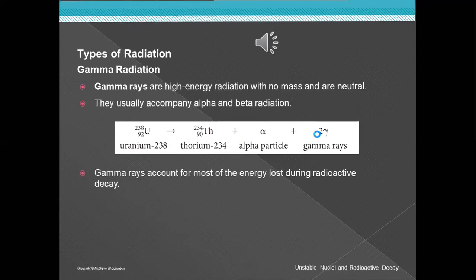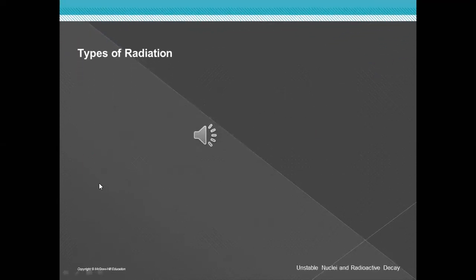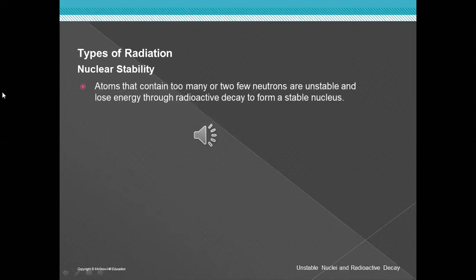Okay, so after that, types of radiation. Nuclear stability. Atoms that contain too many or too few neutrons are unstable and lose energy through radioactive decay to form a stable nucleus. Few exist in nature; most have already decayed to stable forms.